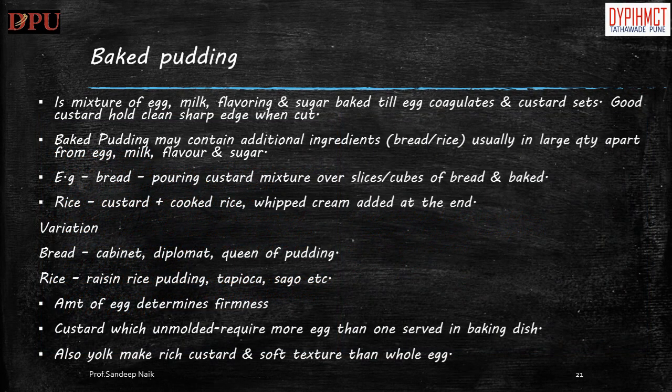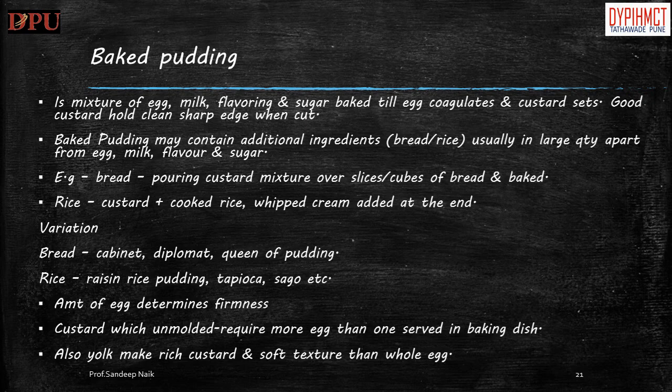2. Baked pudding. It is a mixture of egg, milk, flavoring and sugar baked till the egg coagulates and the custard sets. A good pudding holds a clean sharp edge when cut. It may contain additional ingredients, like bread or rice, usually in large quantity apart from egg, milk, flavors and sugar. Bread pudding is made by pouring custard mixture over slices or cubes of bread and baked. Example, cabinet, diplomat, queen of pudding.